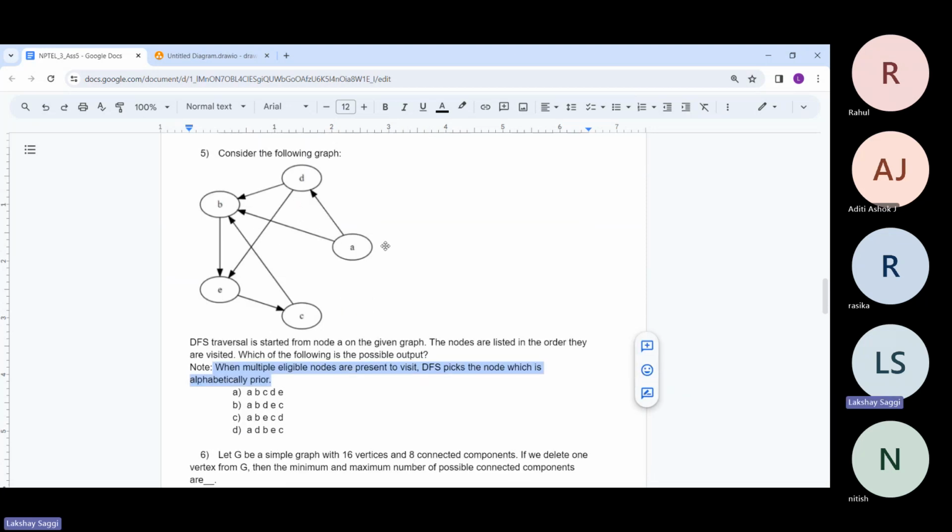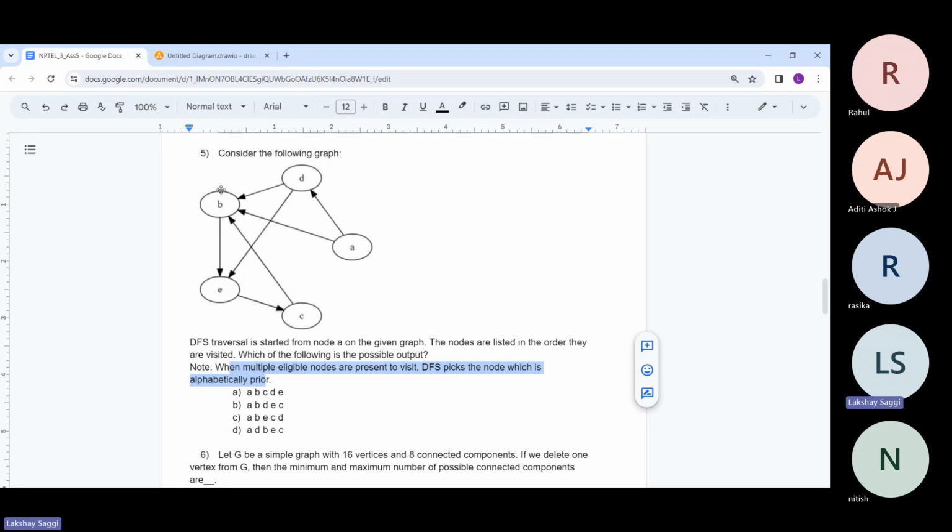So again, we are starting from node A here. Maybe we can try to do this question orally. So first we start off from the node A, right? And from node A, there are actually two choices to go. We can go to node B, or node D. But note that DFS picks the node which is alphabetically prior. So from A, we'll first go to node B. And from node B, there is only one outgoing node. Note that we are doing DFS, not BFS. So after going from A to B, we'll not go to D now.